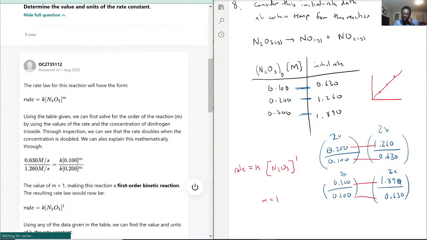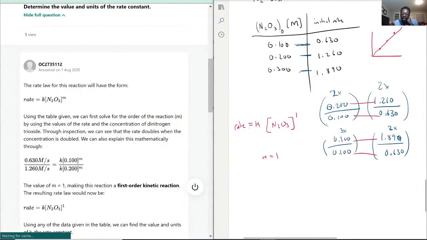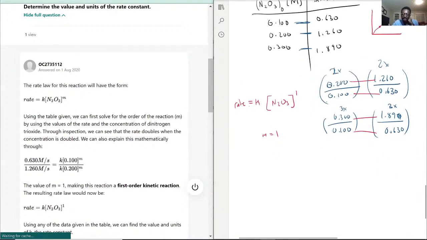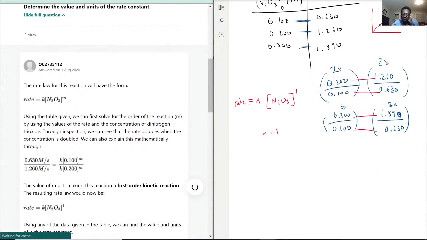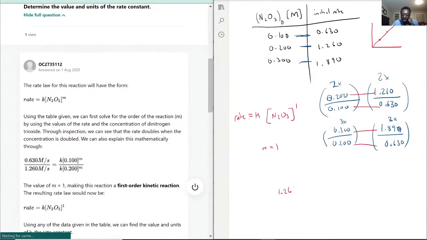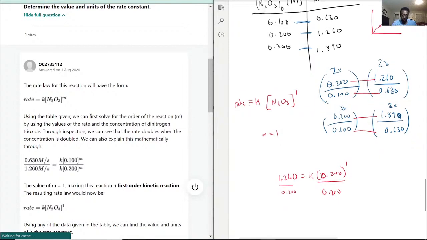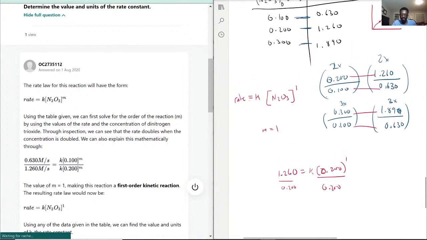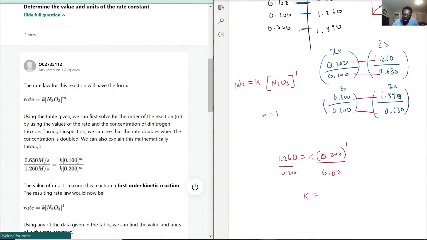So the way they solve it there, actually, as you can see here, you can use, not even establish a relationship, and you notice m is equal to 1. You use any of the values there to find out what k is equal to. So we have the initial rate, so let's just use 1.260 is equal to k times the concentration of N2O3, which was 0.200 at that time, to the power of 1. And we know if it's to the power of 1, it's just 0.200. So now we divide both sides by that number. And let's see what we get. We get that k is equal to 6.3.